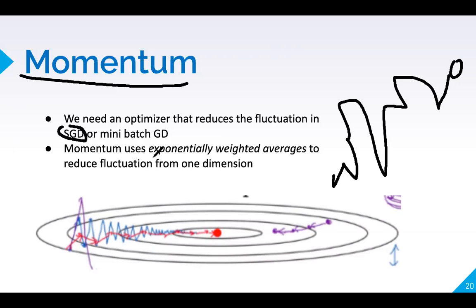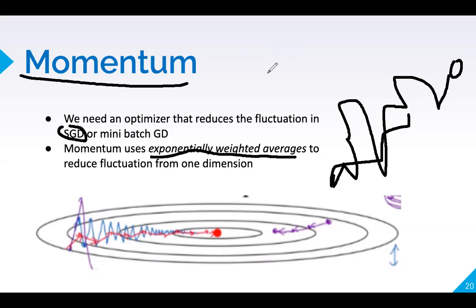Momentum essentially uses something called exponentially weighted averages. It's actually not a very hard concept. If you search it up, you'll probably understand it pretty easily if you watch a few videos, but I'm not going to go in depth here. It's just a way for us to reduce fluctuation in one dimension. So it lets us remove fluctuation, let's say in this dimension.